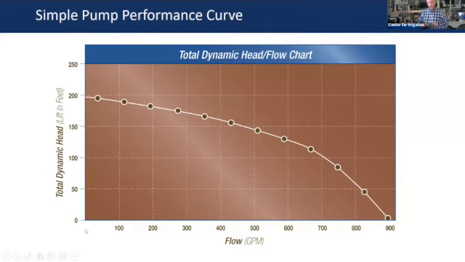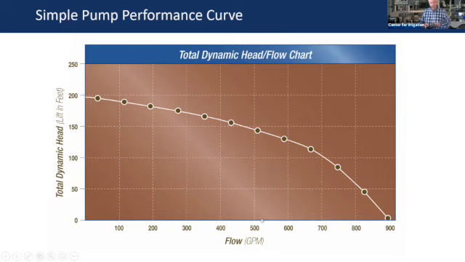So in this case, our flow rate's on the bottom. Take this axis down here, 0 to 900 gallons per minute. And up here, we have our total dynamic head. In this example, this is just a fictitious pump I made up on my computer. I'll guarantee you one matches it somewhere because there's thousands of different pumps made for every application almost imaginable. But it goes 0 to 250 feet of head. This is our curve right here.